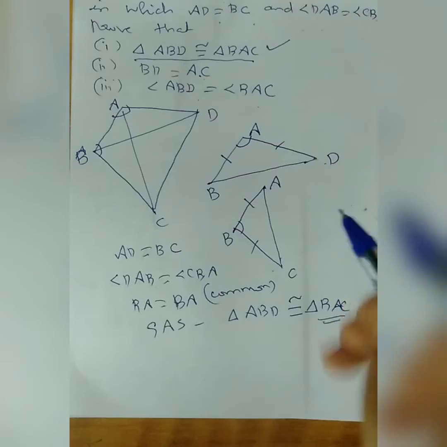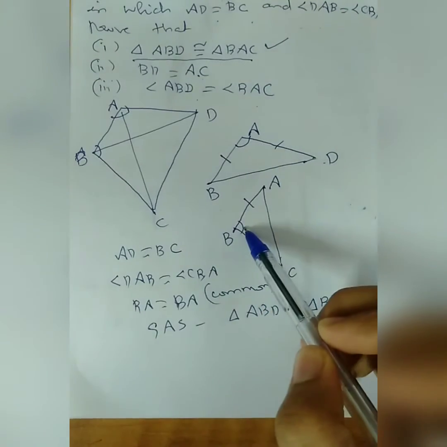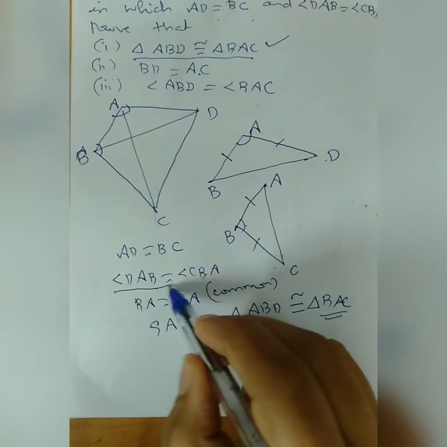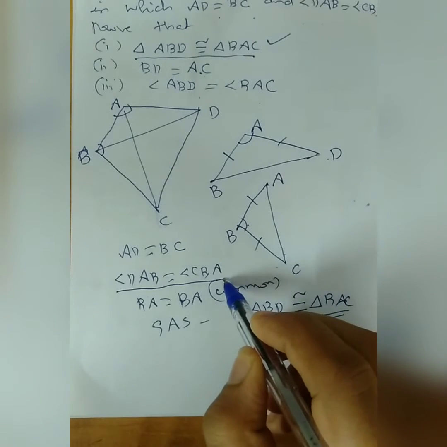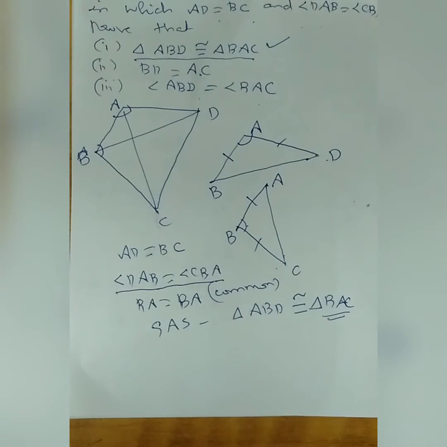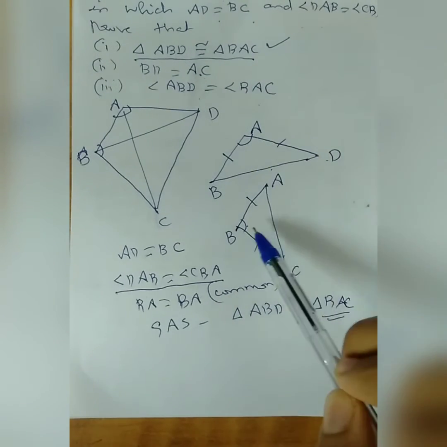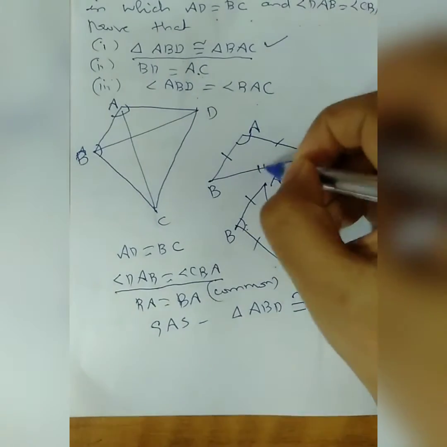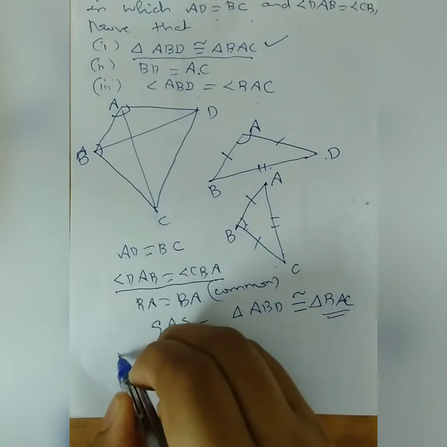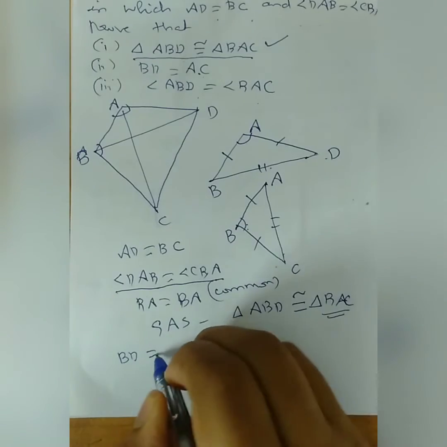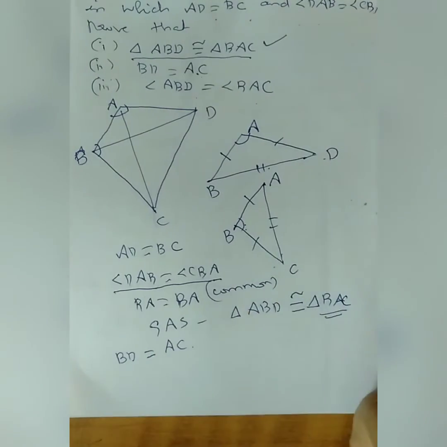The second question is to prove that BD is equal to AC. Clearly, these two angles are equal. That is, angle DAB is equal to angle CBA. We know that the sides opposite to equal angles are equal. So, these two sides are equal, which implies we get BD is equal to AC.